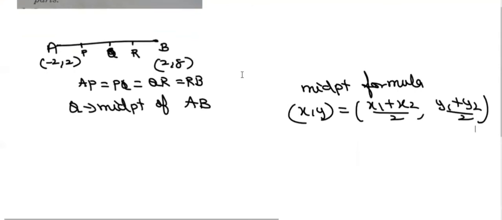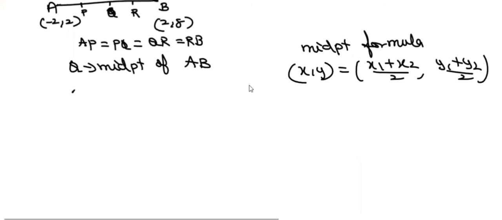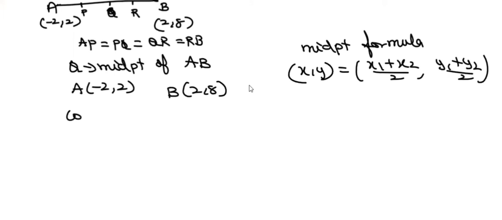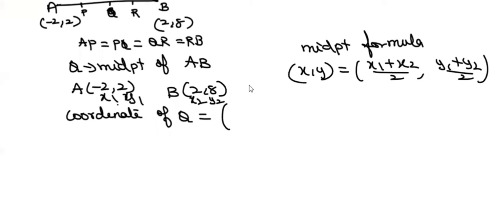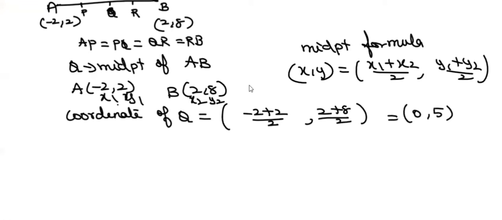What is the A coordinate here? A is (-2, 2). B is (2, 8). Now we can calculate the coordinates of Q using the midpoint formula, with x1, y1, x2, y2: (-2 plus 2) divided by 2, (2 plus 8) divided by 2. So your answer is (0, 5). So the Q coordinate is (0, 5).